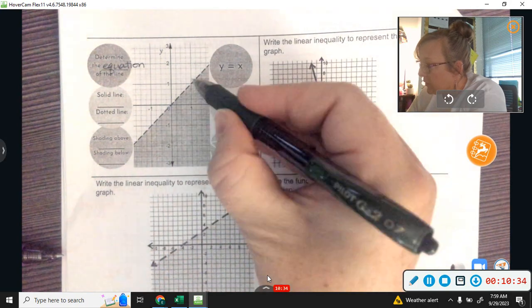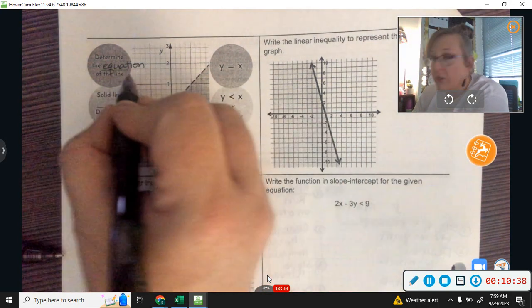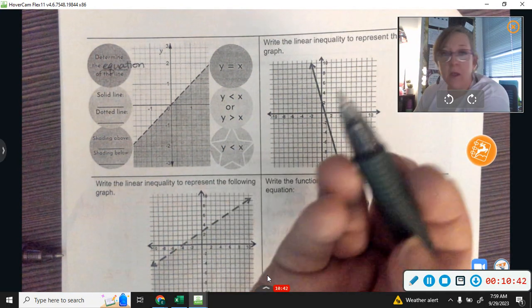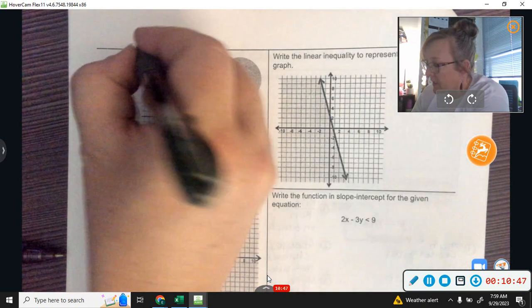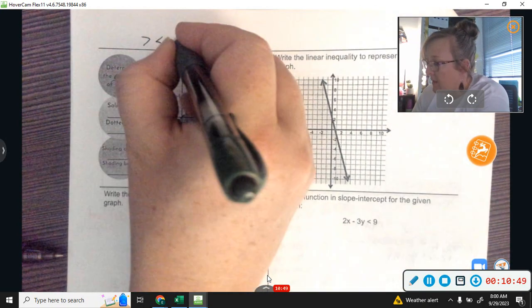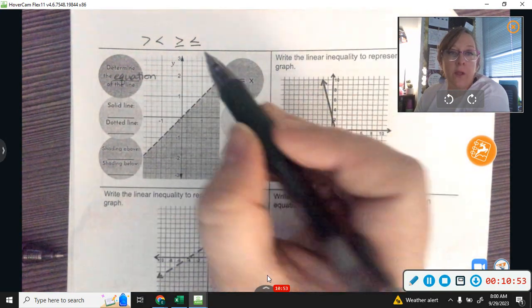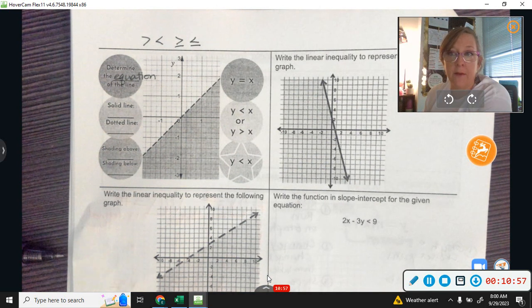So for the one I gave you, just the basic y equals x equation. Once you have the equation, then you have to decide what kind of inequality symbol, right? Because we don't use equal signs. So you have to decide greater than, less than, greater than or equal to, less than or equal to. And we do that the same way we talked about in the last lesson about graphing inequalities.